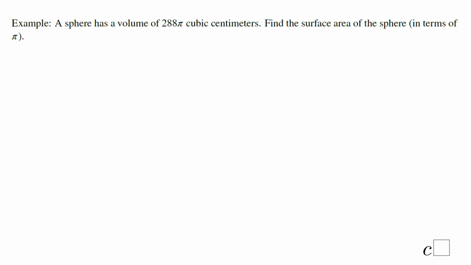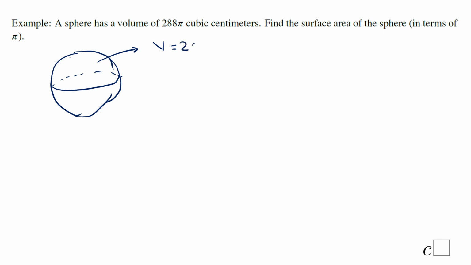In this example, the volume is given and we need to find the surface area in terms of pi. First of all, let me show you how you can draw a sphere in case you need it. You want to draw a circle first, and then draw an oval or an ellipse. This is a sphere. So we know the volume of this one is 288 pi. The question is, can we find the surface area?